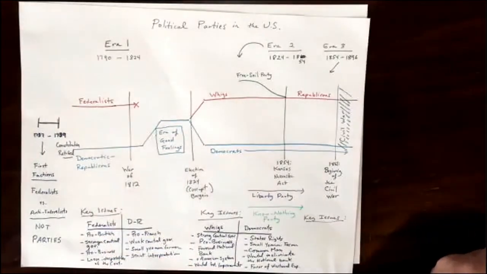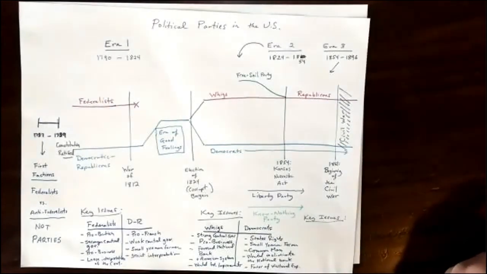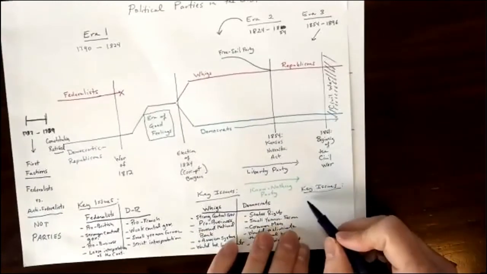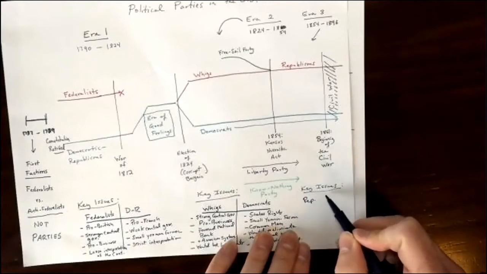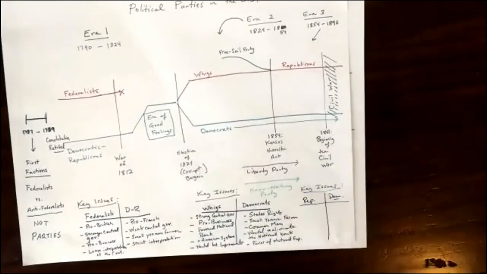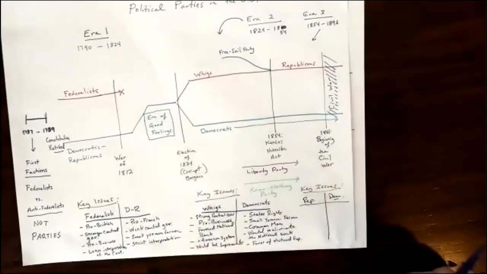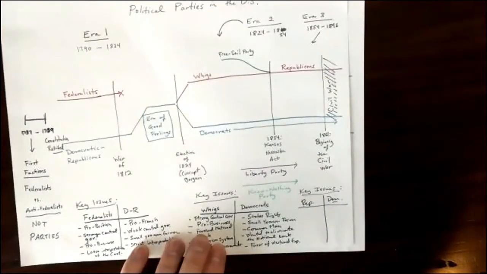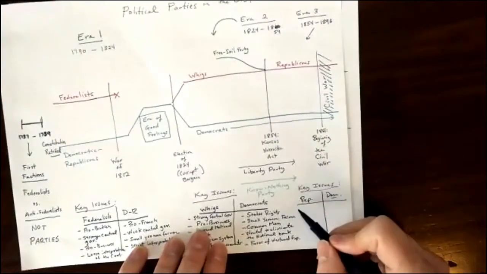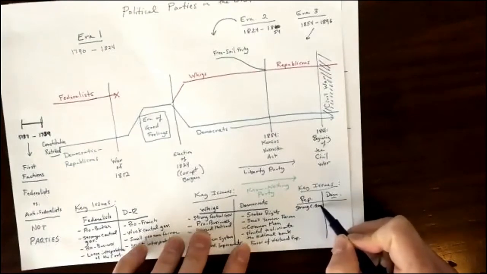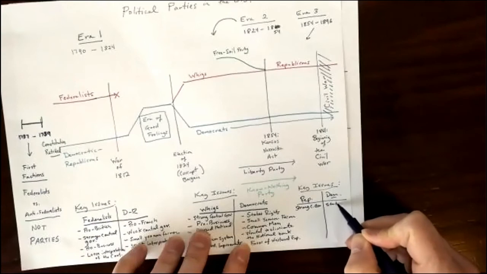So let's talk about what we need to know about this new era. Okay. Let's see, I'm going to run out of room here, but what do you need to know about the Republicans versus the Democrats in this time period? So Republicans versus Democrats. Okay. In this third era, the things that define the Republicans versus the Democrats is that Republicans are going to want, as we have already talked about, strong central government, whereas the Democrats are going to favor states' rights.